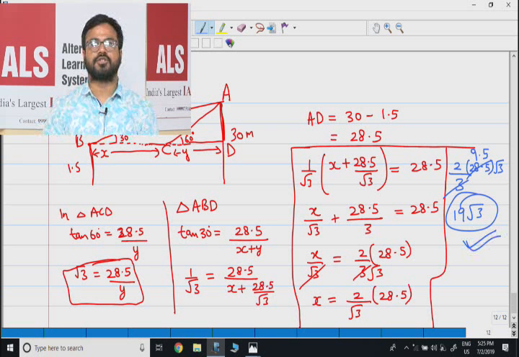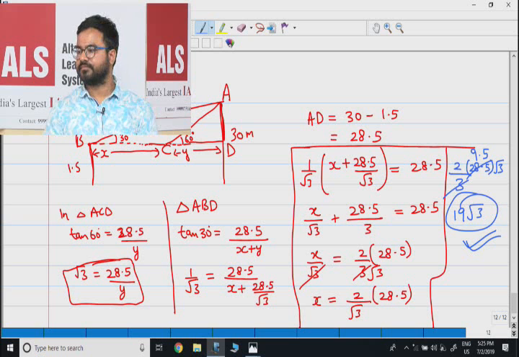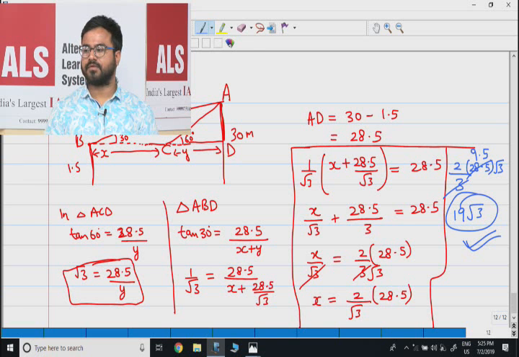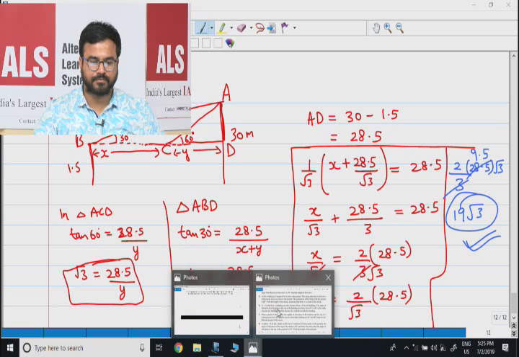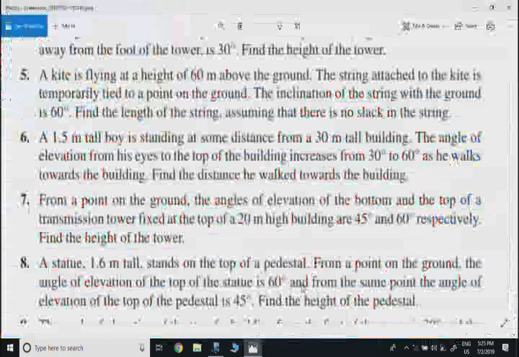Is this clear? Question number 6. CC4, Presidency. Okay. After this, which question you want me to explain?